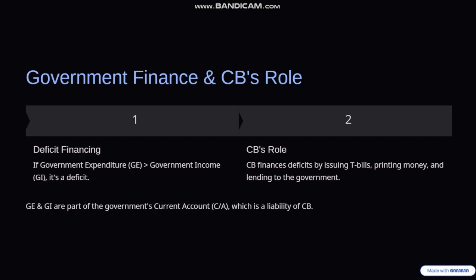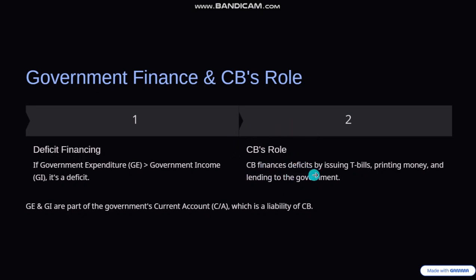Now, let's know the government finance and central bank's role. So basically, if government expenditure is greater than government income, that means GE is greater than GI, it's a deficit. And for deficit financing, central banks play a great role. As you can see, CB's role here.